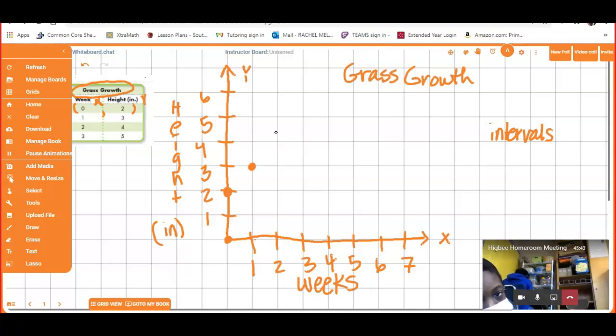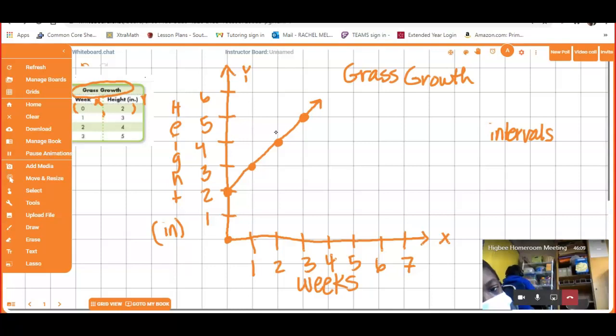Then I have 2, 4. Over 2, up 4. Can you start to see the line? And then the last one is 3, 5. Over 3, up 5. And then I can connect them. And that is my graph.